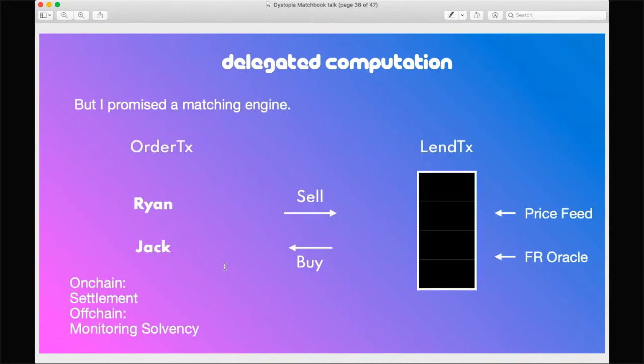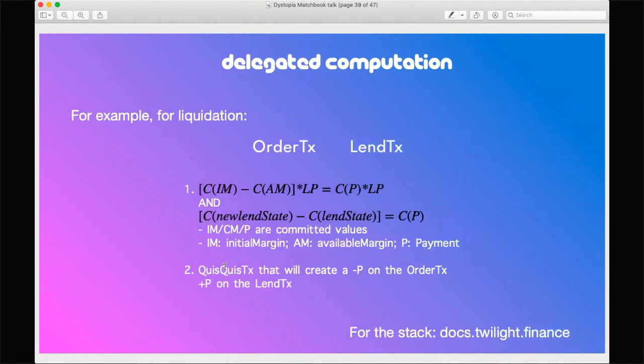Again, back to the matching engine talk. Now we know how order transactions look like. We have a public position size, but the margins are private. And now we know how funding rate is calculated. We know there's a price feed. Now what's next? The matching works very similarly to how any other relayer like 0x would work. You have the settlements happening on chain, and you're monitoring for solvency of the transactions off chain. And then it just proves to the chain that the computation is correct.